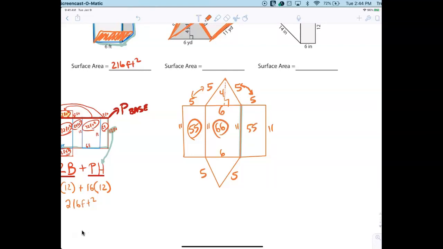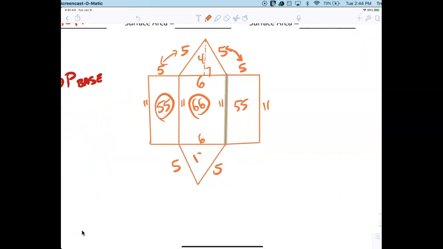What's the area of the triangle going to be? 12. Area of a triangle is what again, Lucas? Yeah, 1/2 base times height, right? What's the height? And what's the base? 1/2 of 4 times 6 is what? So this guy right here is 12. Then the one on the top is also 12. And notice I like to circle them so I don't mess it up.